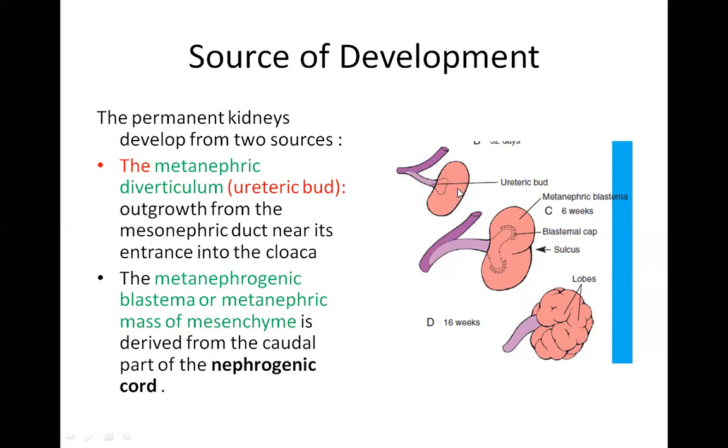The urogenital ridge was there. There was a urogenital ridge. So the lateral part of that urogenital ridge was forming the nephrogenic cord. So this nephrogenic cord will form the metanephric blastema.